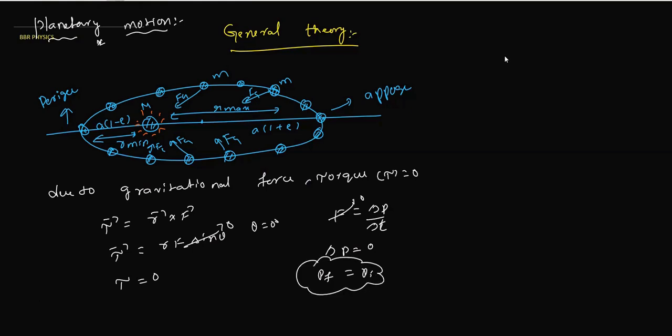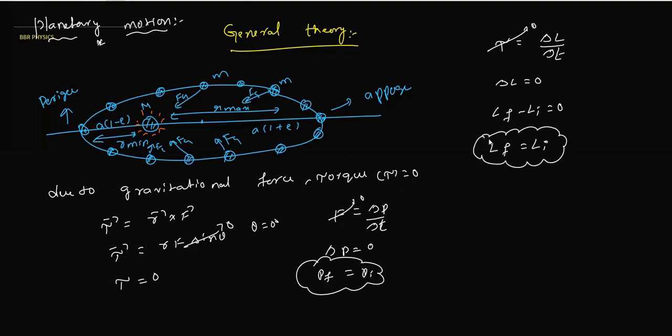So torque equals delta L by delta t. If I compare, in place of force, torque will come, and in place of delta P, delta L will come. If torque equals 0, then delta L equals 0, which means L final minus L initial equals 0, so L final equals L initial. So we have to understand that angular momentum is conserved under planetary motion. Angular momentum is conserved.